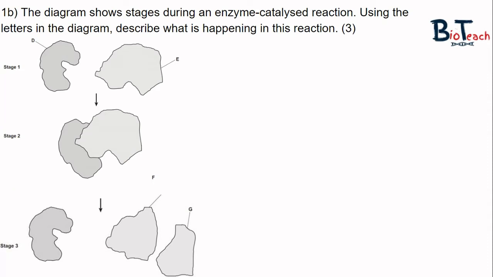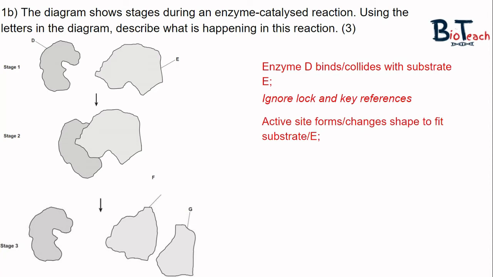Now, if we look at stage 1, we've got shape D and shape E, and stage 2 shows shape E fitting into shape D. That should give you an indication that D is the enzyme and E is the substrate. So for the first couple of marks, they expect you to say that enzyme D binds or collides with substrate E, and talk about the active site changing shape or forming an enzyme-substrate complex with E. If you talk about induced fit, that would get you an additional mark.